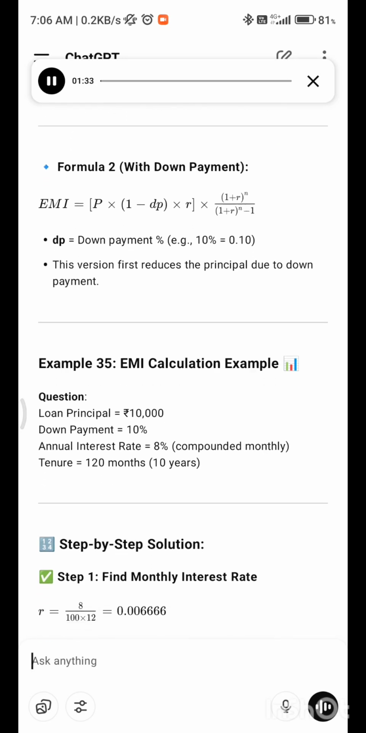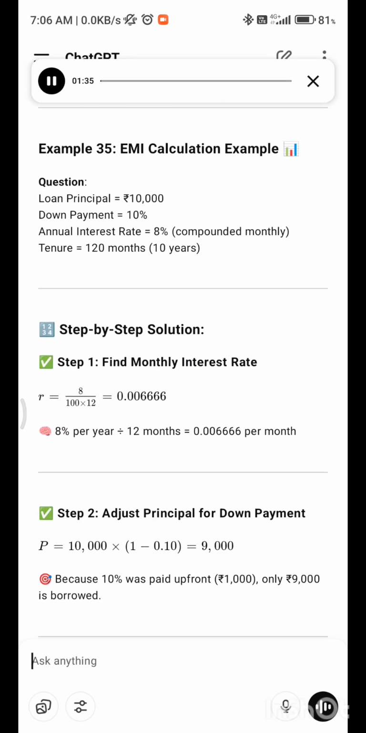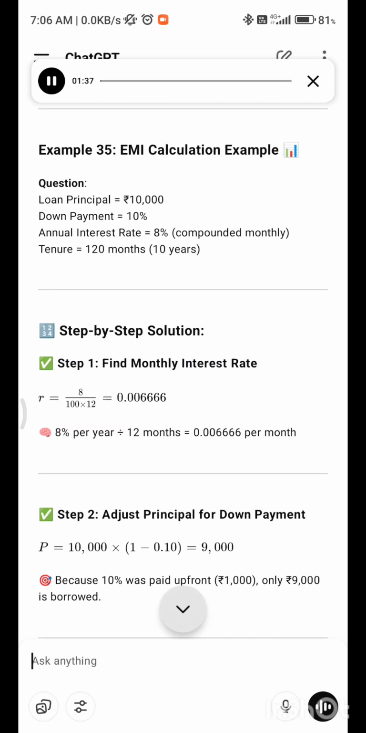A sharp example: EMI calculation example. Question: loan principal equals $10,000, down payment equals 10%, annual interest rate equals 8%, compounded monthly, tenure equals 120 months, 10 years.